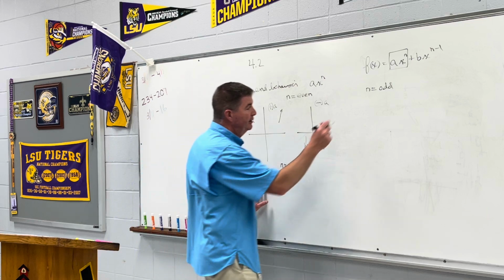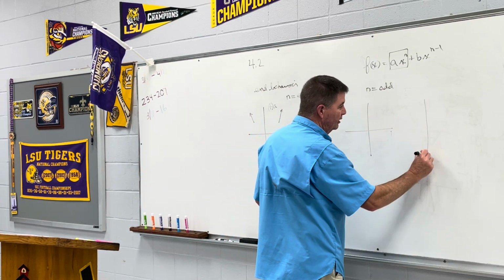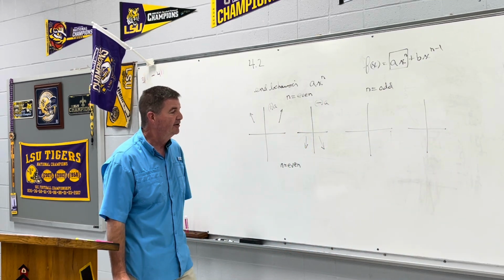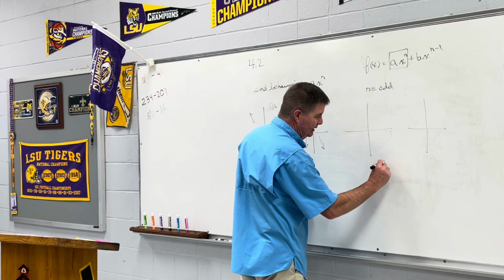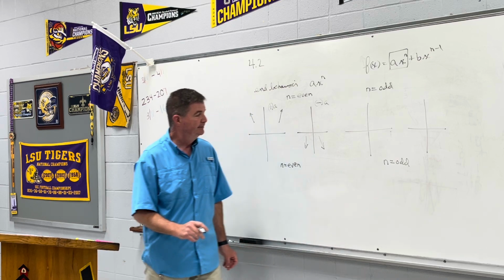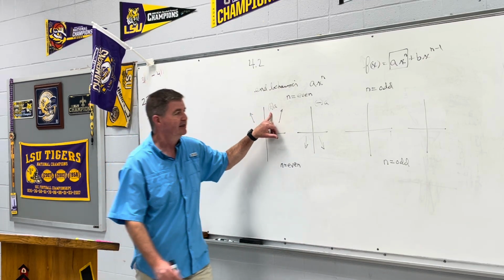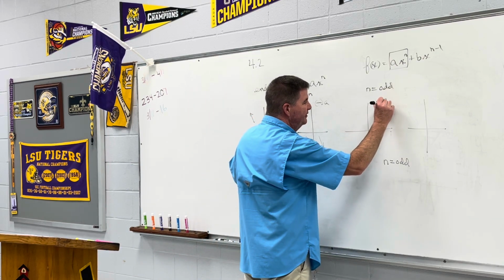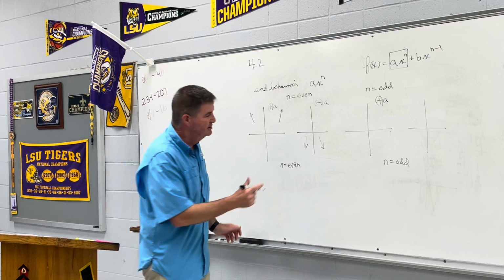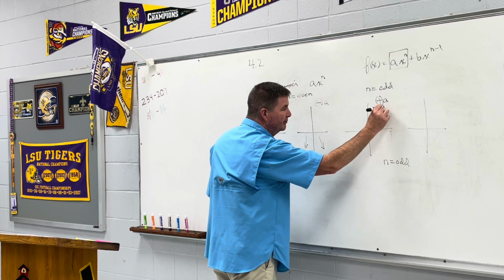The other scenario is if n is an odd number. Well, if even means they both face the same way, then odd means they're going to face opposite ways. In the first case, n is odd, but a is positive. So we have a positive a, okay? In that case, it's like a positive slope. So on the left, it faces down, but as we go to the right, it rises.